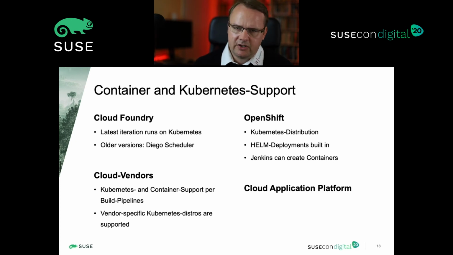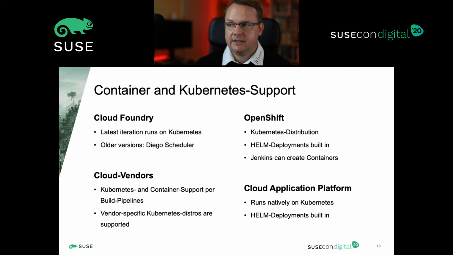SUSE Cloud Application Platform basically brings together most, if not all, of the good approaches found in other platforms. So it runs natively on Kubernetes. It supports Helm deployments, and it has support for container creation and for managing the life cycle of containers. So it basically, again, adds on top of what is to be found with other platforms.